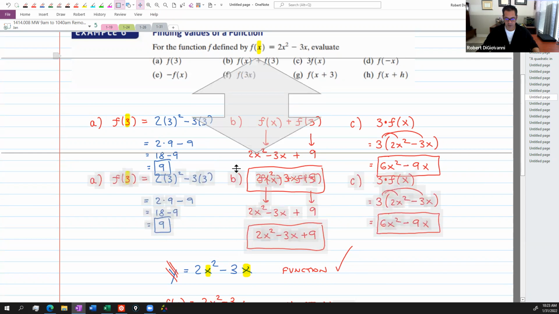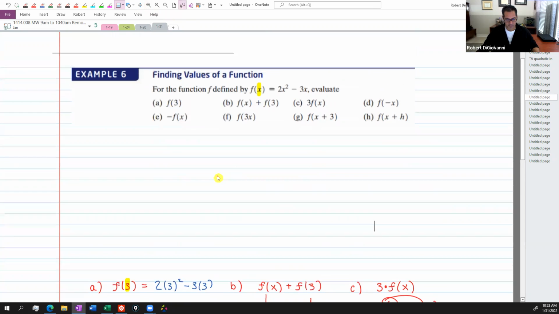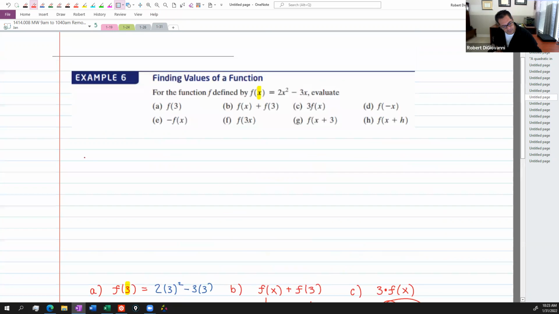I'm going to move this down and keep the functions up there so I can see them. Let's do E. E is negative f of x, which means we just need to put a -1 in front of the function. So I'm going to put -1 times the function. That's really what it means. That just means a -1 needs to distribute through the function. And then when I distribute, I should get -2x squared plus 3x. So it changes the signs of the original function.